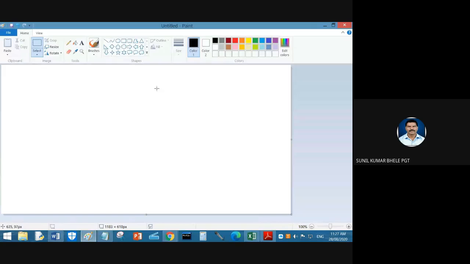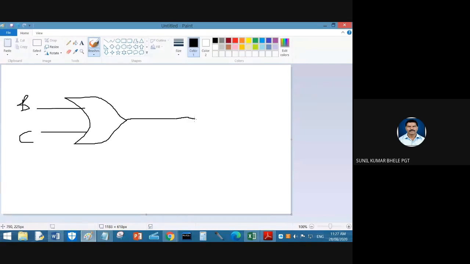So you know that for this B plus C, you can use an OR gate. In this way, you can create an OR gate. So this is B, and this is C, and the output is B plus C, and then A, and then you can draw an AND gate here like this.